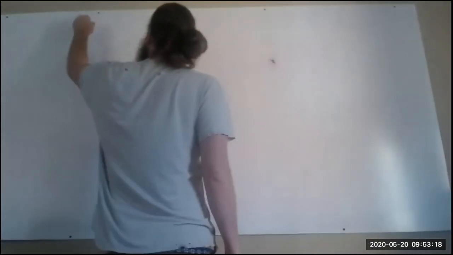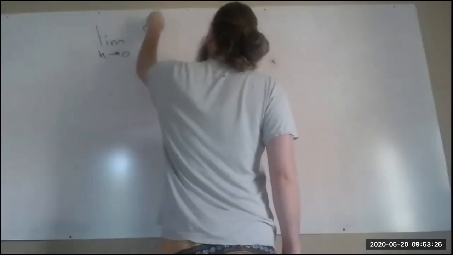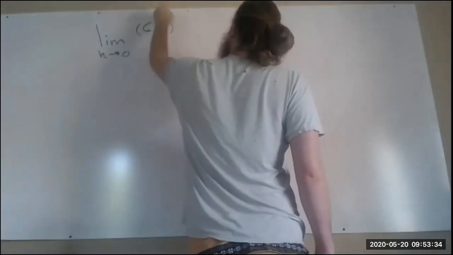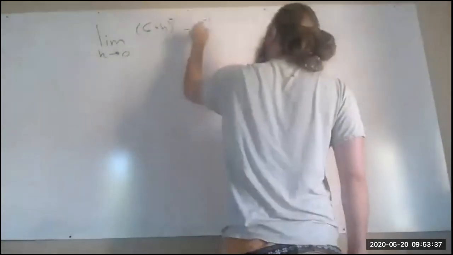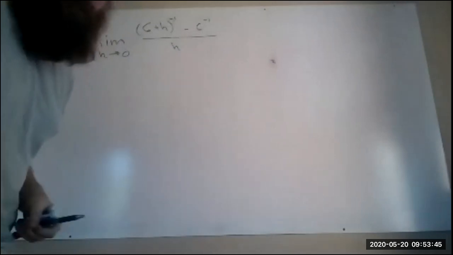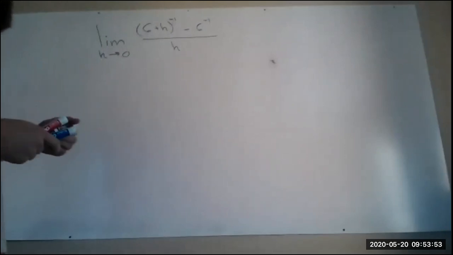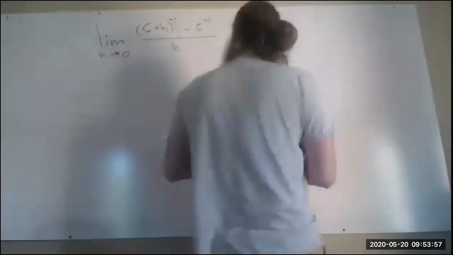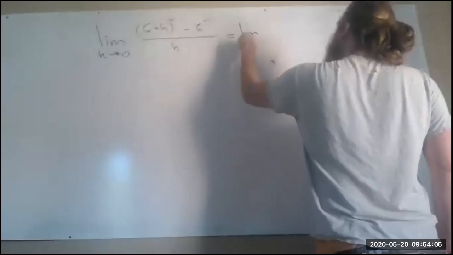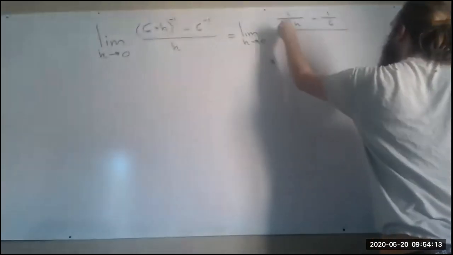So I wanted to calculate the limit as h goes to 0 of (6 plus h)^(-1) minus 6^(-1), all over h, right? Can you read that okay? Is that visible? Yes. So the trick here is just going to be grappling with the notation a little bit. (6 plus h)^(-1) and 6^(-1) are the reciprocals of 6 plus h and 6. So this is the limit as h goes to 0 of 1 over 6 plus h minus 1 over 6, all over h.